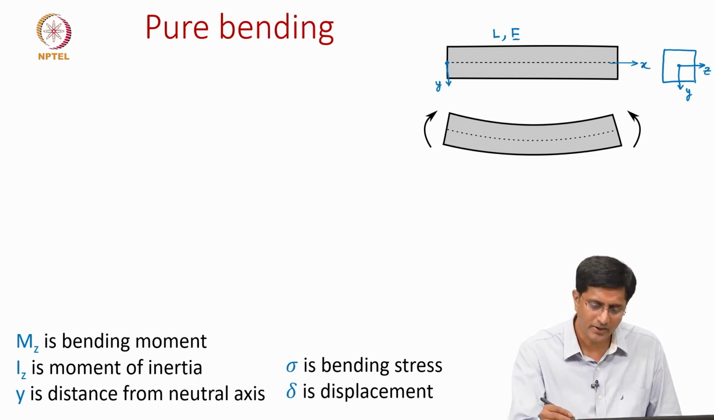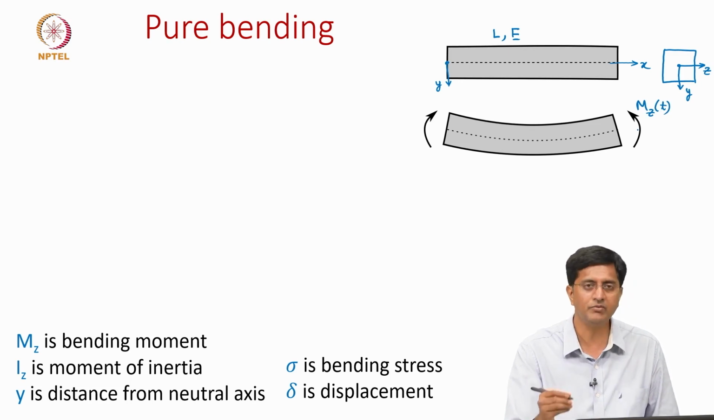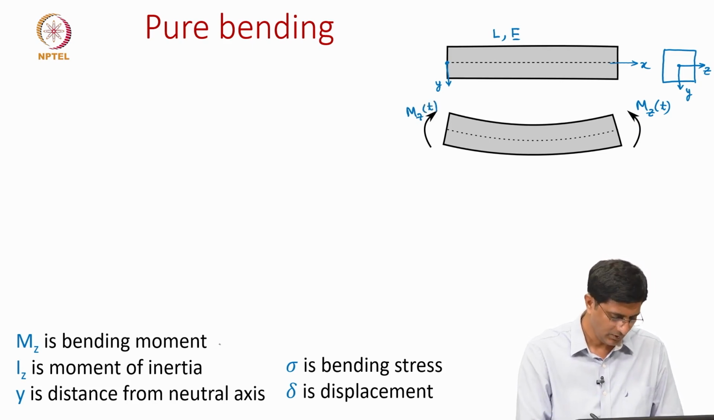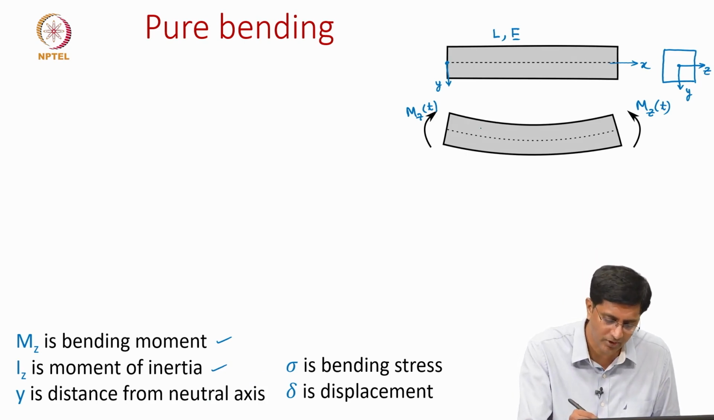So, we say that we are applying a moment about the z axis, and let us assume that it is a function of time, meaning with time the moment changes. The same moment is applied on both ends, M z of t. Let us say I is the moment of inertia about the z axis and y is the distance from the neutral axis. So, let us say we are talking about any point here, this distance is y.